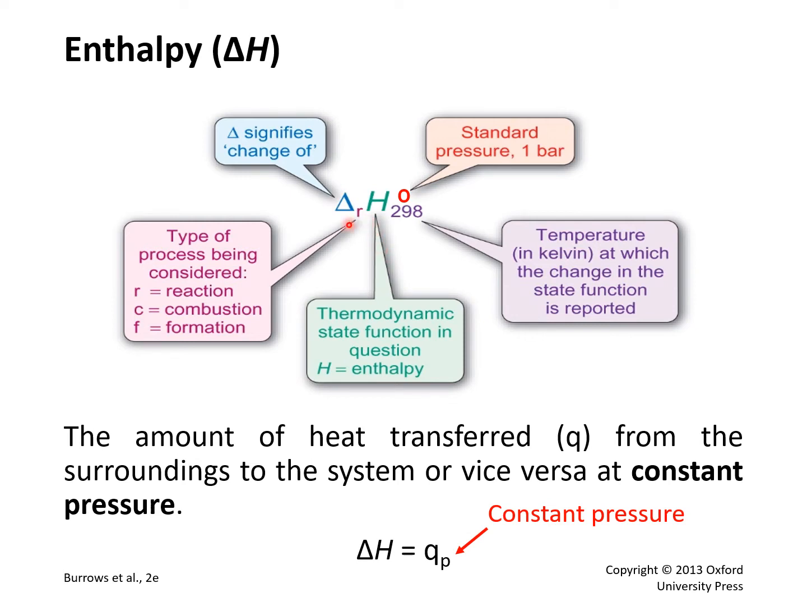As I mentioned before, capital H is the enthalpy and delta H is the change in enthalpy, where the delta sign symbolizes the change. The subscripts after the delta sign, R, C, or F, represent the type of process being considered. For example, R for reaction, C for combustion, and F for formation. The subscript after the H indicates the temperature at which the change is measured or reported. And the superscript naught, or 0, represents the standard pressure, which is 1 bar.